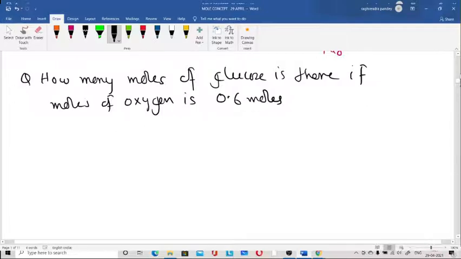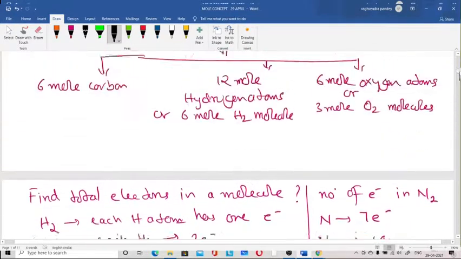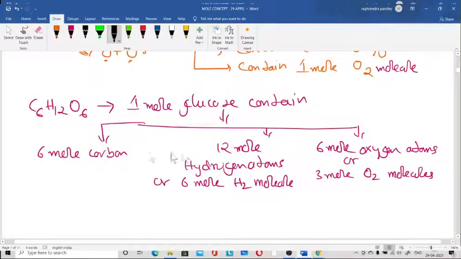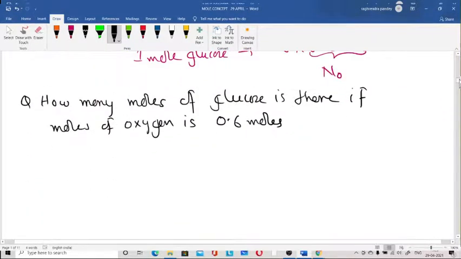So earlier what we saw is that 1 mole glucose contains 6 moles of oxygen atoms, 3 moles of O2. Now here I have not described whether this oxygen is O2 or oxygen atom. When this is not given, you have to consider it oxygen atom. So I'm okay considering it as oxygen atom.